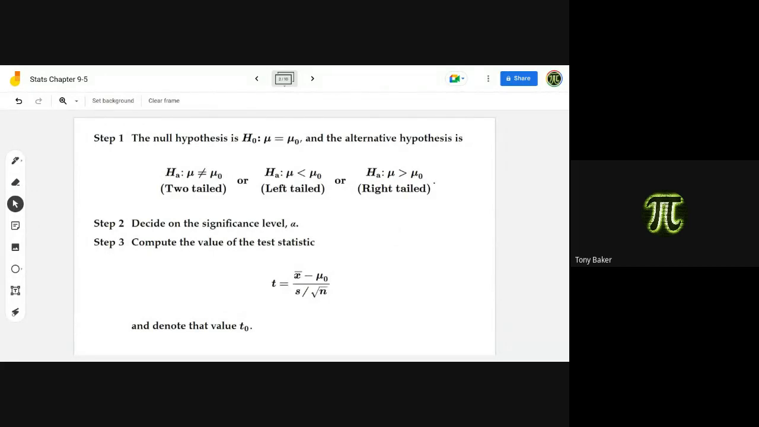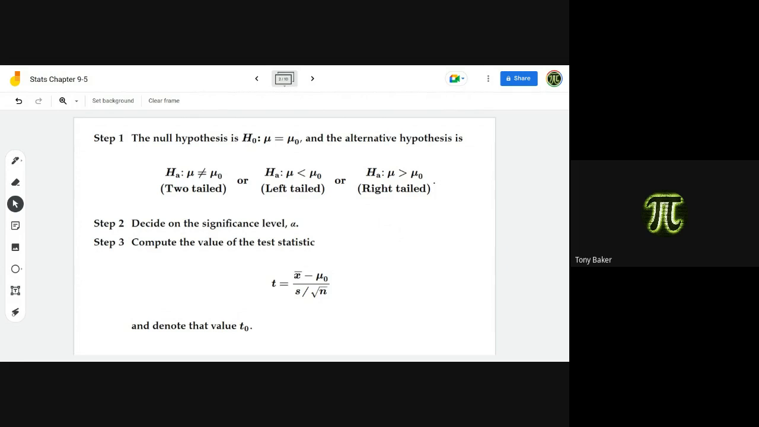Next step, we have to compute the test statistic. In this case, we're using the T. The top is basically the same: it's the mean of the data minus the mean that they give us. The bottom changes slightly because it's the sample standard deviation, not the standard deviation of the population. So it's the sample standard deviation divided by the square root of the number of samples that I'm looking at.